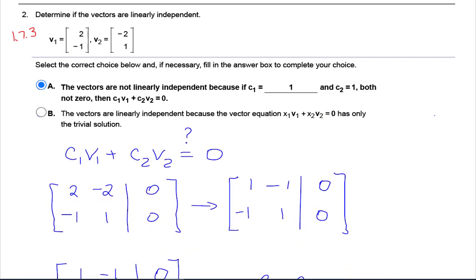All right, in question 2 here, we have two vectors. Question is, are they linearly independent or not? So again, C1V1 plus C2V2 equals 0. Is this only true if C1 equals C2 equals 0? Is that the only time that this is true?